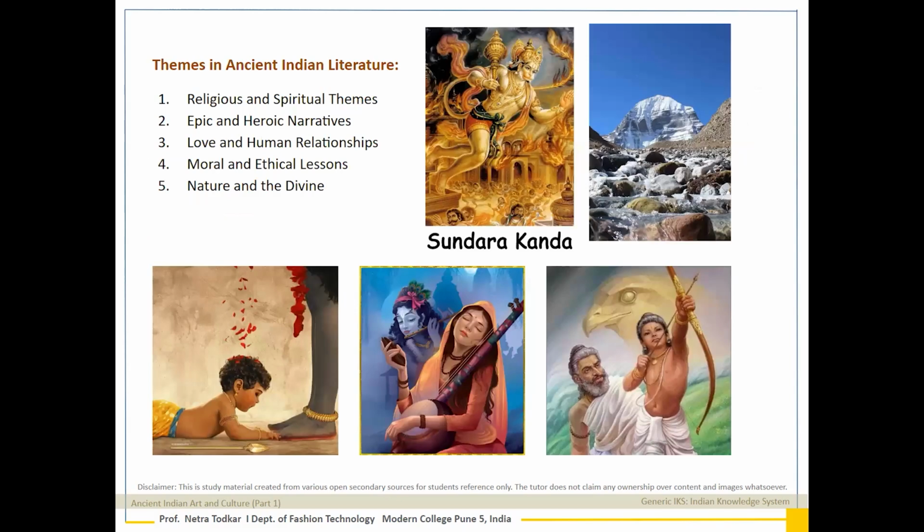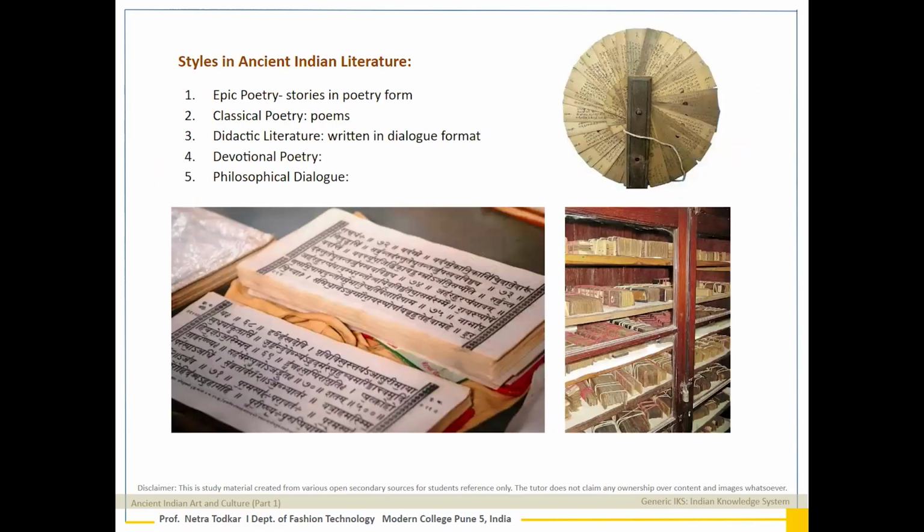Themes that are used in ancient Indian literature: religious and spiritual themes, epic and heroic narratives, love and human relationships, moral and ethical lessons, nature and the divine. Styles in ancient Indian literature: epic poetry, that are stories in poetry form; classical poetry; didactic literature, that is written in dialogue format; devotional poetry; and philosophical dialogues.